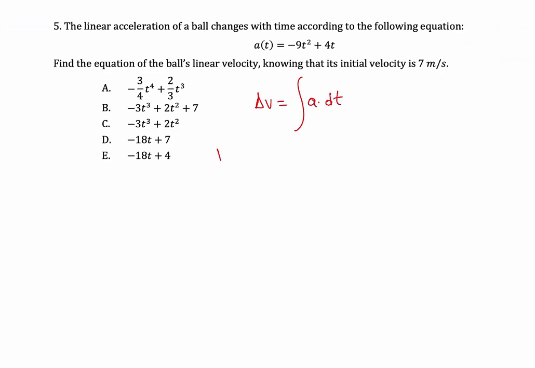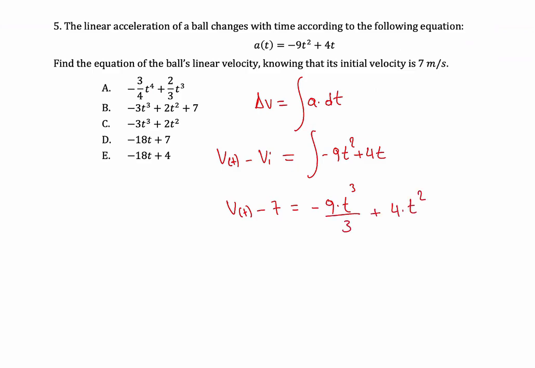So the velocity as a function of time minus the initial velocity is equal to the antiderivative of minus 9t squared plus 4t. So velocity as a function of time minus 7 is equal to minus 9t to the power of 3 over 3 plus 4t to the power of 2 over 2. So the velocity as a function of time, at the end, becomes minus 3t to the power of 3 plus 2 times t to the power of 2, and if we bring the negative 7 to the other side, plus 7, so the best answer is B.